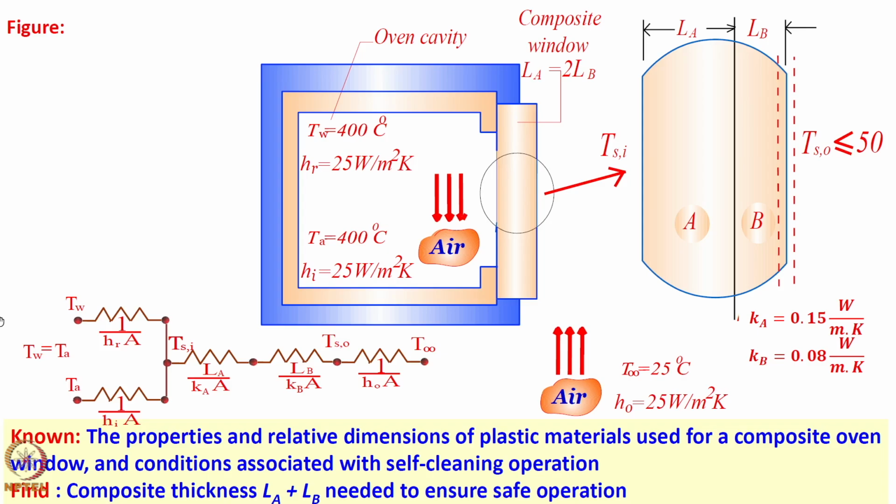Okay. So, this is your schematic. So, you have an oven air which is shown here, 400 degrees is the temperature inside.